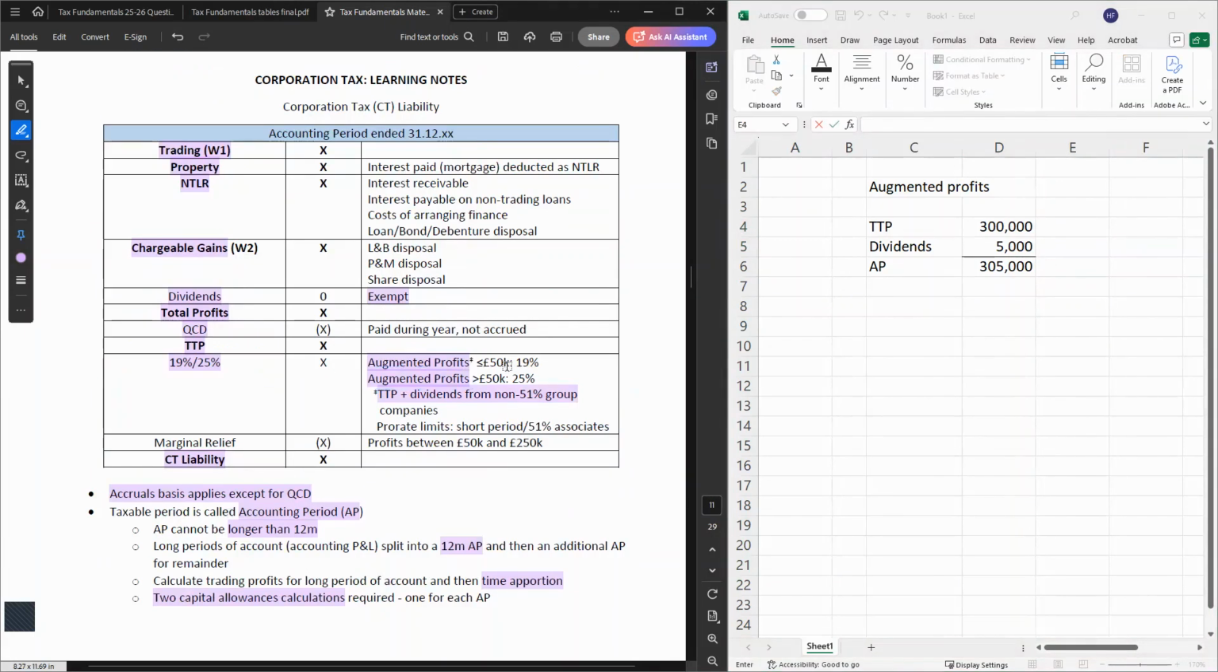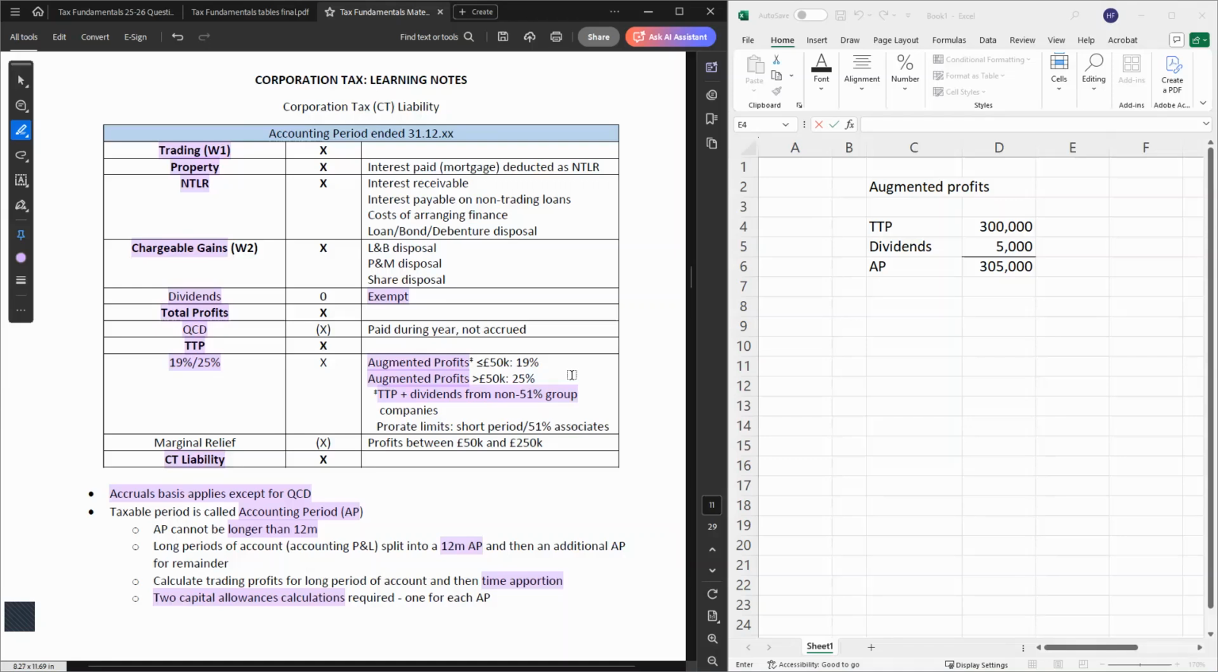So if we just had everything below £50,000 taxed at 19% and everything above taxed at 25%, then if you earned £50,000, the company would pay tax at 19%. But if the company earned profit of £51,000, the company would pay tax at 25%. As it's not like income tax, it's the whole amount that is then taxed at that tax rate.